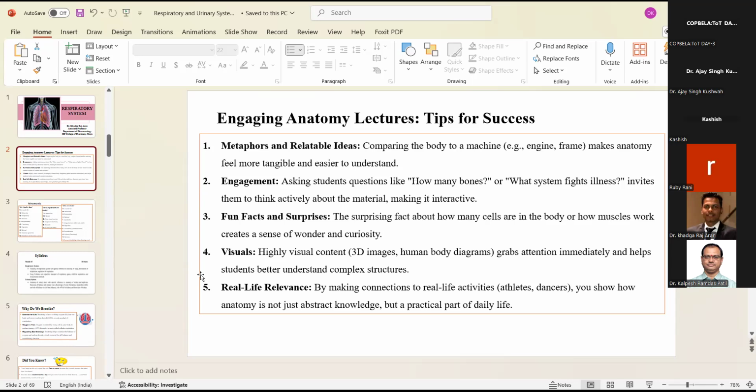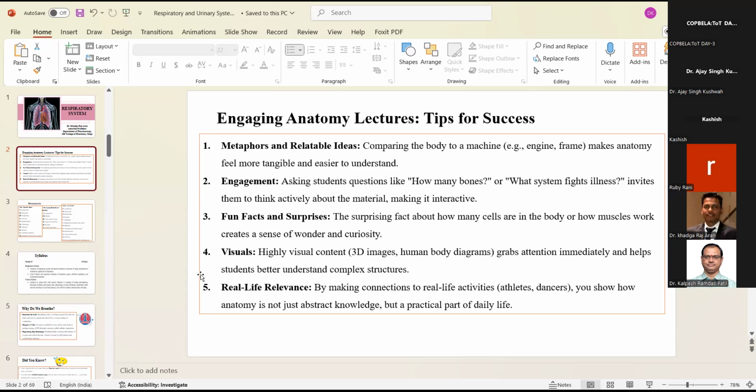Second is to create interest in the anatomy subject among the students. We can inform them about the importance of human anatomy and physiology, because this is a very fundamental subject for understanding further study, like pathology, medicine, or pharmacology. So we have to engage students and create interest in the subject.